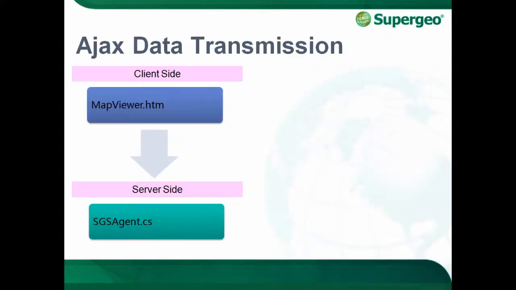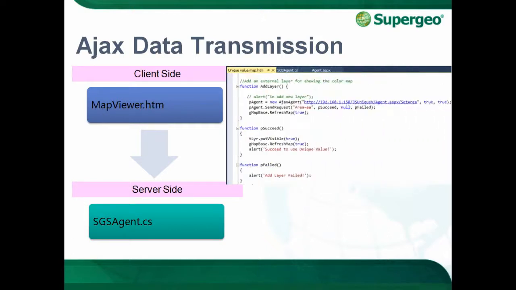The next part is how the client side and the server side communicate to decide whether to execute the function or not. In the client side, in the mapview.html, we will add a new icon to call out the function. We would like to add an external layer to show the color map once we click on the new icon, and then it will call out the web page according to this one. There is a function called setArea, which sends the request to the server part.